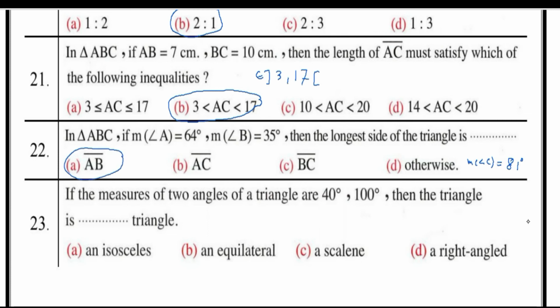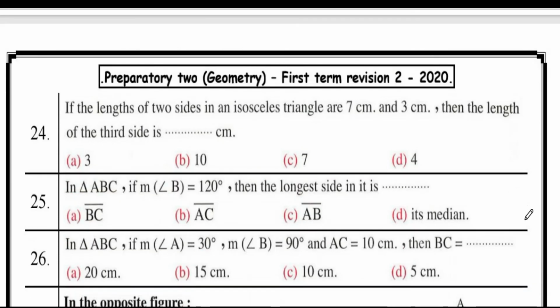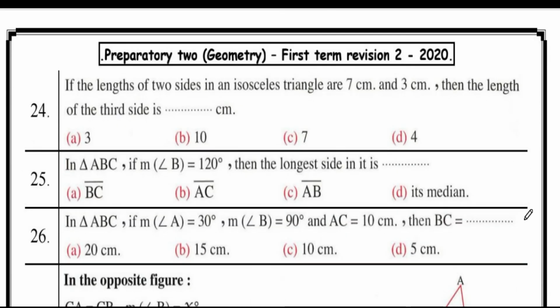If the measure of two angles in a triangle are 40 and 100, 100 plus 40 is 140, so the third angle is 40, so this triangle is isosceles because it has two equal angles. The third angle will be 40 like this one. If the lengths of two sides in an isosceles triangle are 7 and 3, then the length of the third: we can't take the small one in the isosceles, we take the big one so that two are equal, so it is 7.